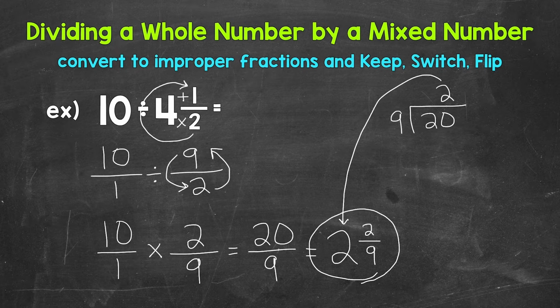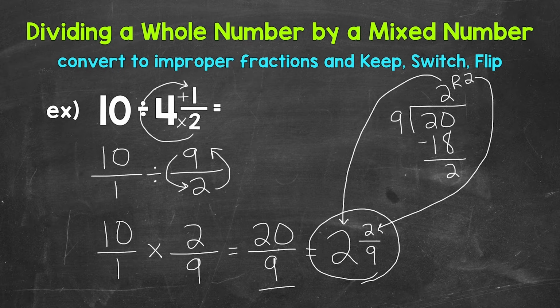Now we multiply. 2 times 9 is 18. Subtract. 20 minus 18 is 2. So we get a remainder of 2. That remainder is the numerator of the fractional part of the mixed number. And then we keep the denominator of 9 the same. So there's how to divide a whole number by a mixed number. Let's move on to dividing a mixed number by a fraction.